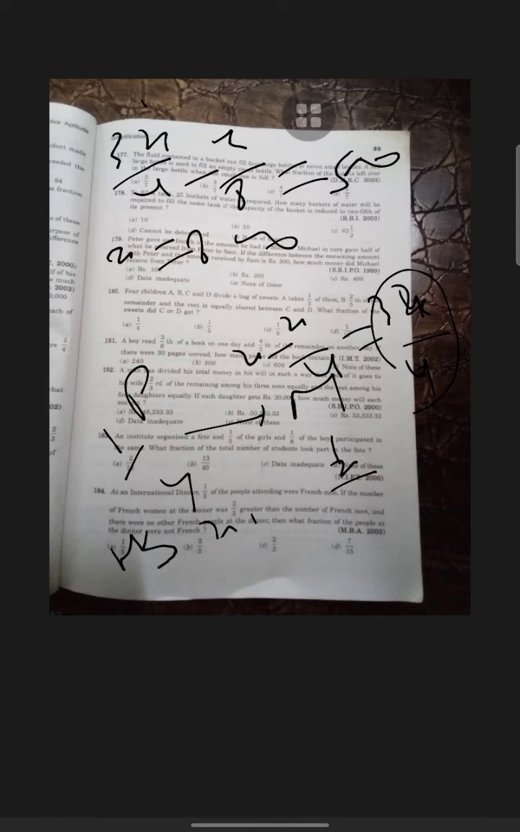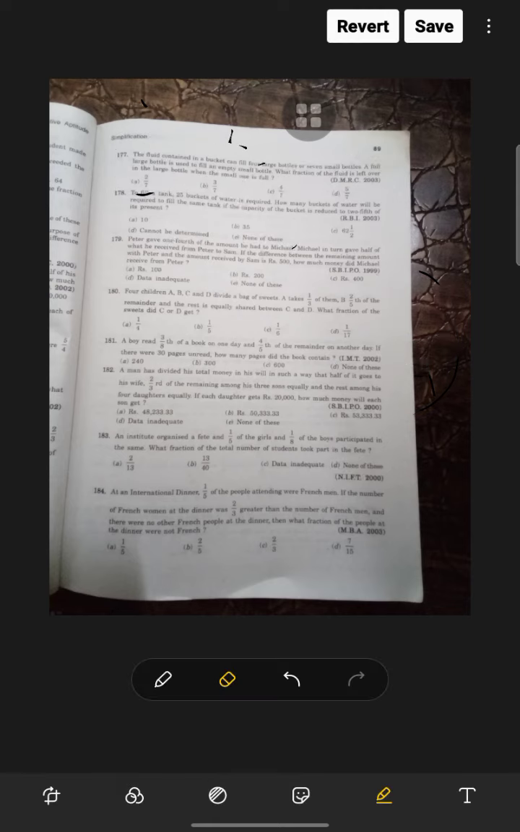So how do we solve this question? First of all, suppose initially Peter has x rupees. Then the amount received by Michelle is x by 4, so the remaining amount with Peter will be x minus x by 4, that is 3x by 4. The amount received by Sam is 1 by 2 into x by 4, that is x by 8, and this is equal to 500, so x equals 800. Okay, next question.